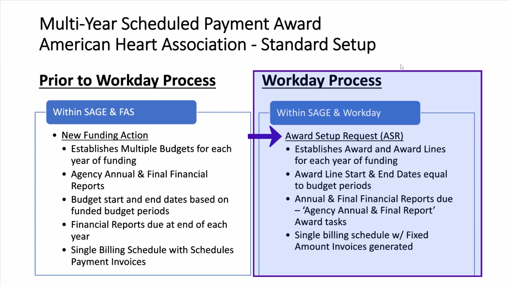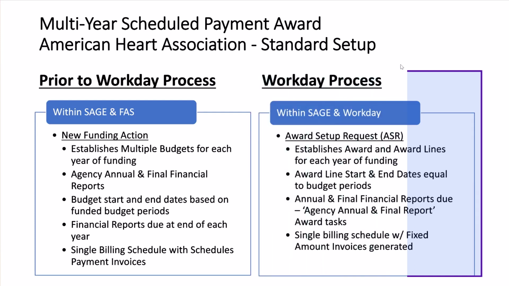The award line start and end dates equal the budget periods. You'll see annual and final financial reports due, and it's called agency annual final report, the report task. And the same thing, single billing schedule.